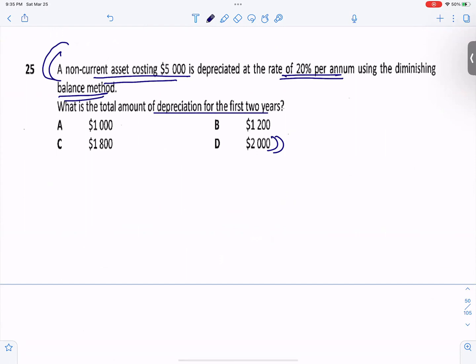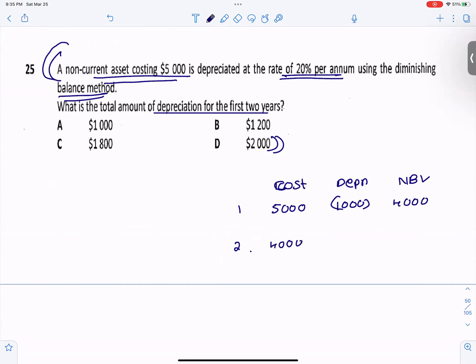Total amount of depreciation for the first 2 years. What method will I use? Reducing balance method. Year 1, year 2. Cost is 5,000. Depreciation 1,800. So total depreciation is how much? 1,800.